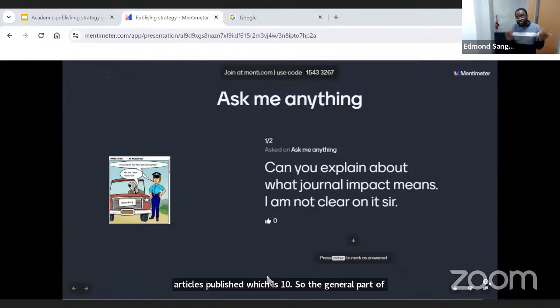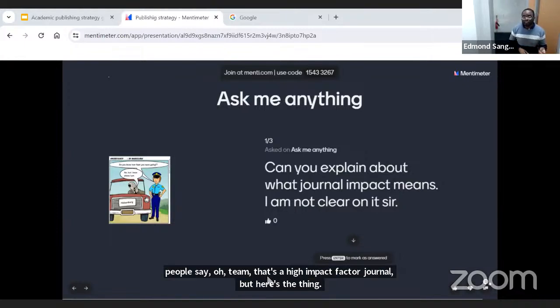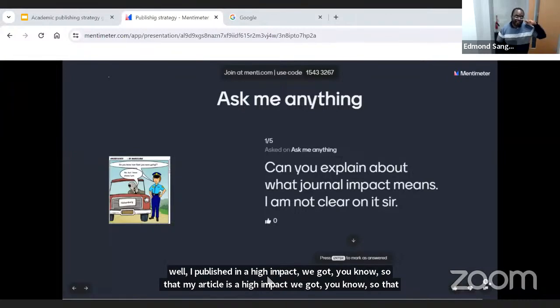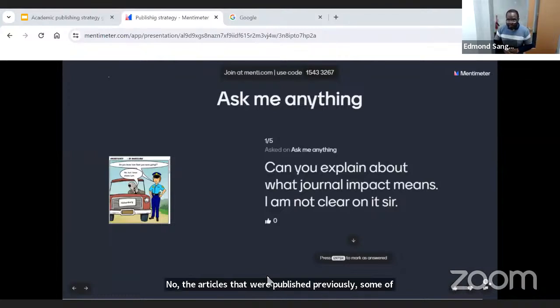Now, people will say, oh, 10, that's a high impact factor journal. But here's the thing. Out of those 10, maybe it's only 2 articles that actually contributed the 100. One had 49 and another one had 51, right? So it's 2 articles that had 100 citations, not the rest 8, right? So when you are saying, oh, I published in a high impact factor journal so my article is a high impact article, no. The articles that were published previously, some of them were cited highly. So that's journal impact factor.